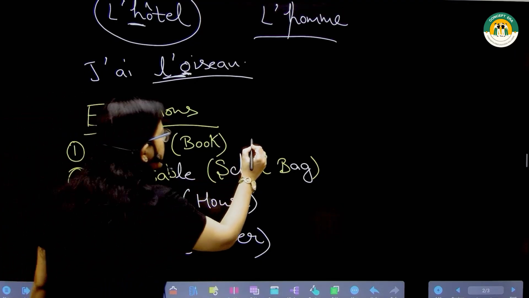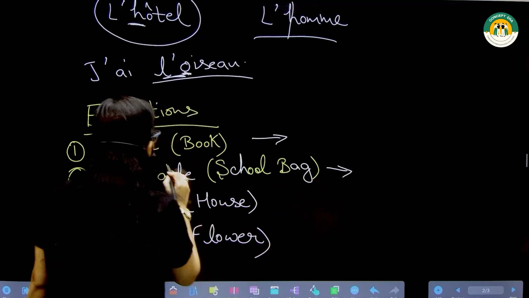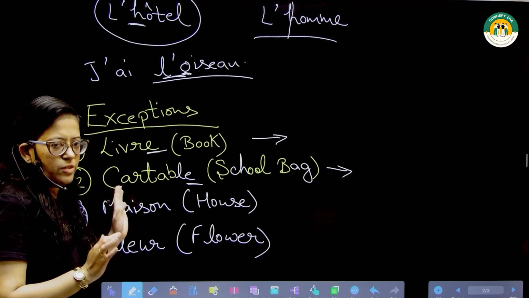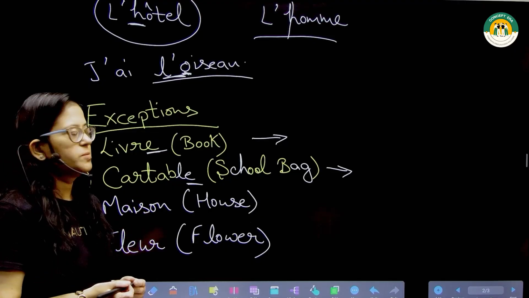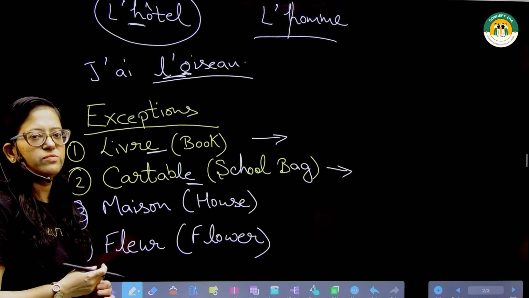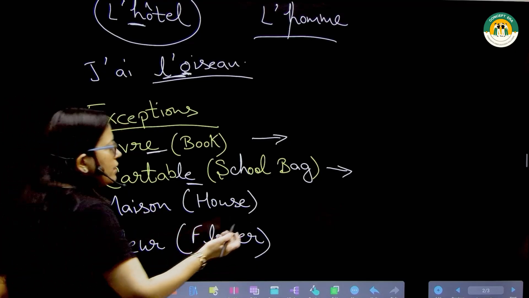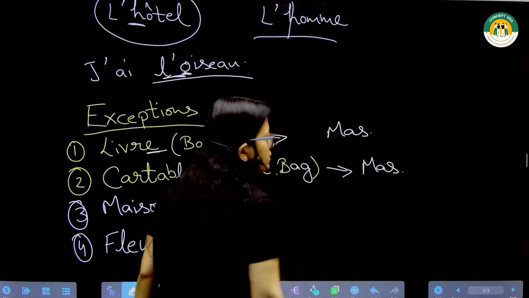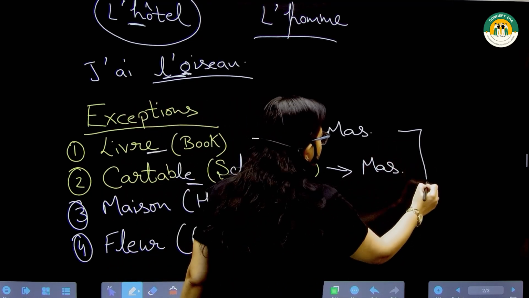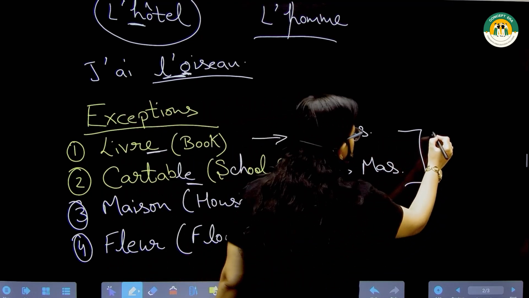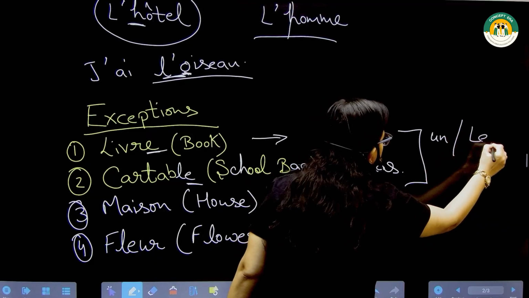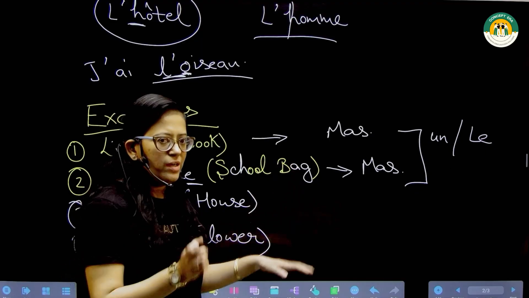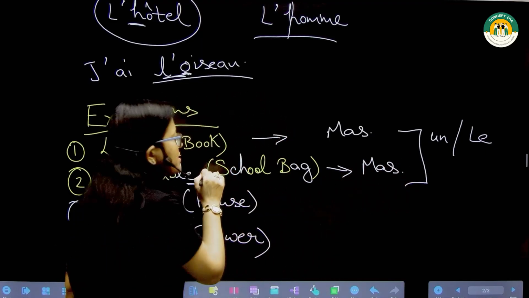Like first one is livre and cartable. Livre is ending with E and cartable is ending with E. Yes, 80% of the words that end with E are feminine words. But now these two words are not feminine words. Why? Because livre and cartable are counted as masculine words. So if I want to add an article here, I will use le or un. I will not use une, la, because these are exceptional words.